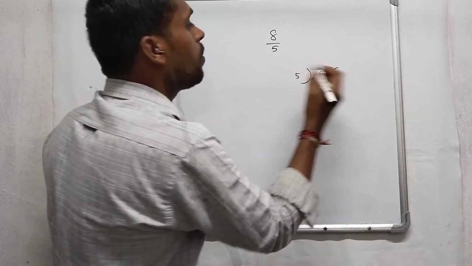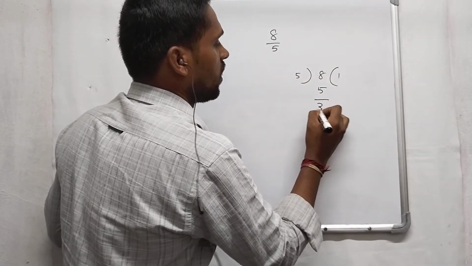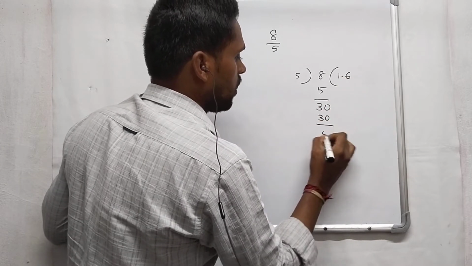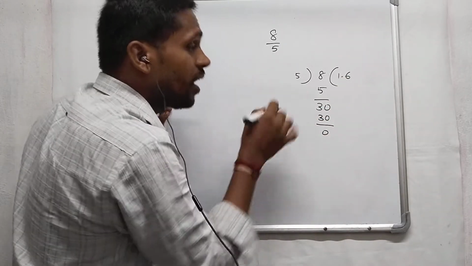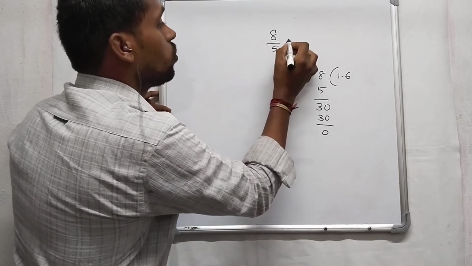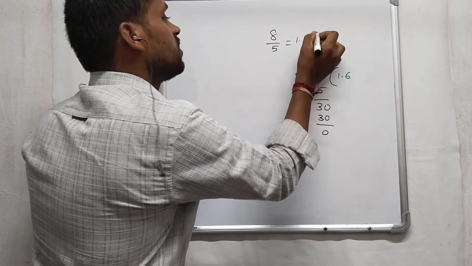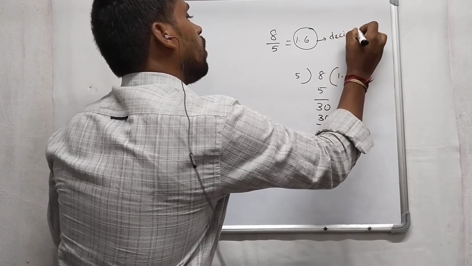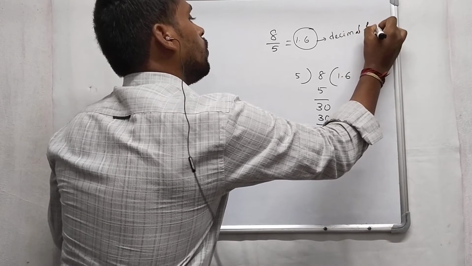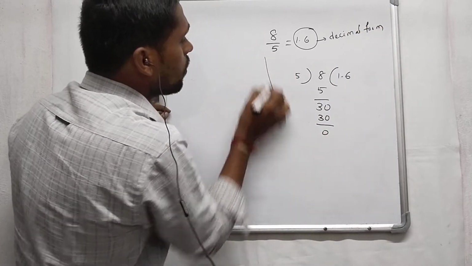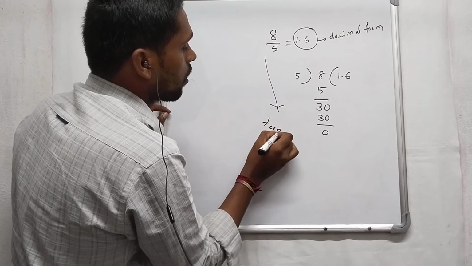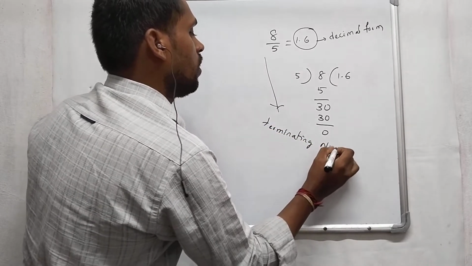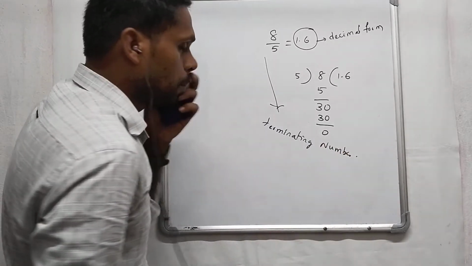How to convert to decimal form? 5 1s are 5, and 3.0. 5 6s are 30, remainder 0. So when you divide any number and it gives remainder 0, then those numbers we call terminating numbers. This is the decimal form. When it gives remainder 0, then those numbers we call terminating numbers.